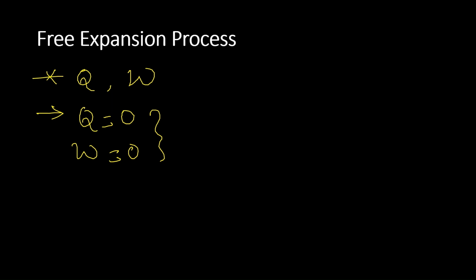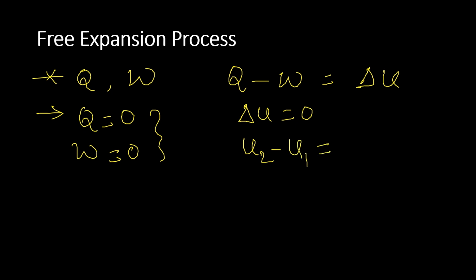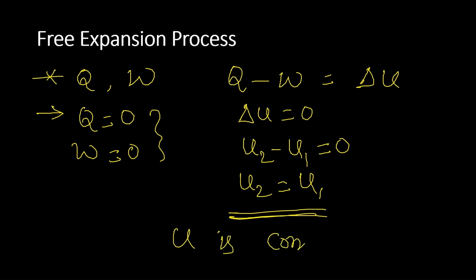Now, by using first law of thermodynamics, Q minus W is equal to delta U, where U is internal energy of the system. Delta U denotes change in internal energy of the system. We have Q equals 0, W equals 0. So, delta U is equal to 0, which implies U2 minus U1 equals 0. That is, U2 is equal to U1. So, the internal energy of the system remains constant. U is constant in free expansion process.